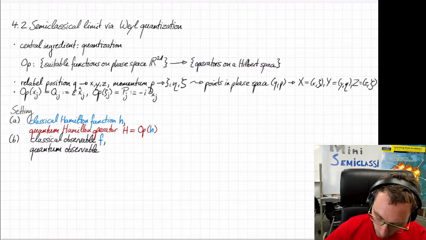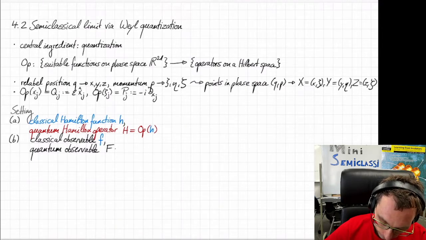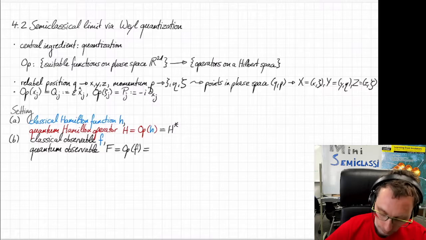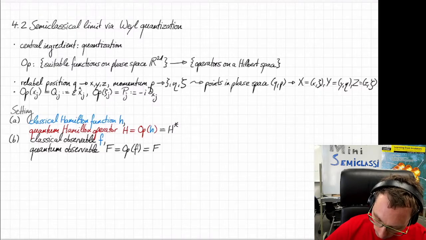So the quantum observable capital F is the quantization of small f, and just like the Hamilton operator, which is one particular observable, observables need to be self-adjoint operators.